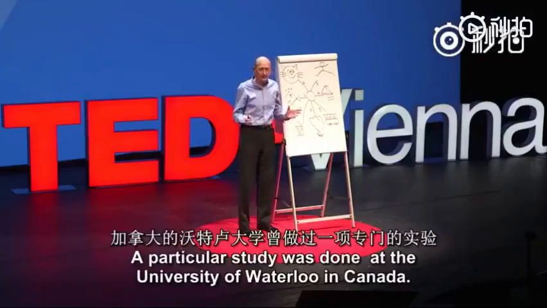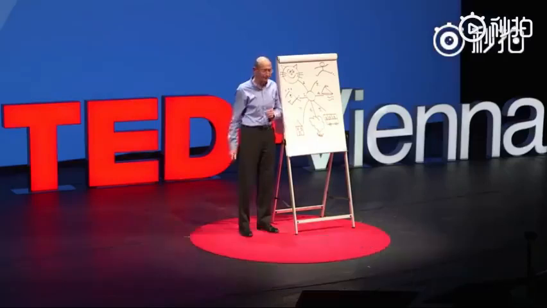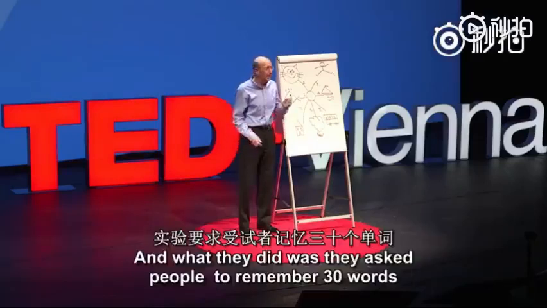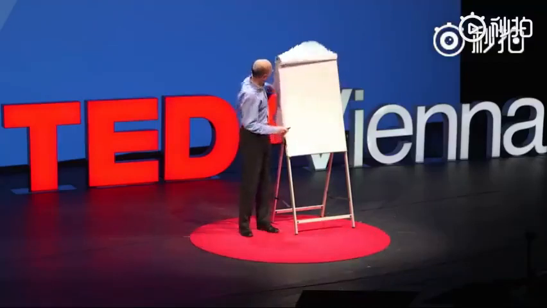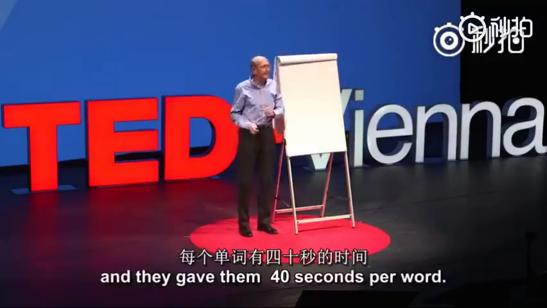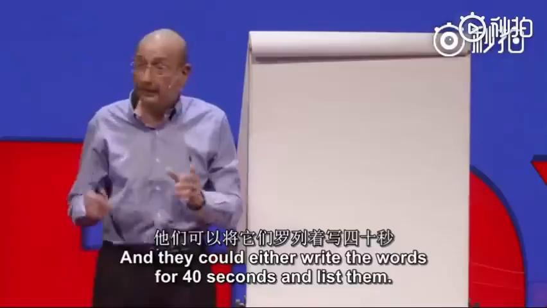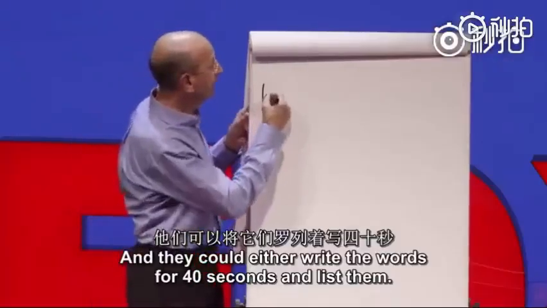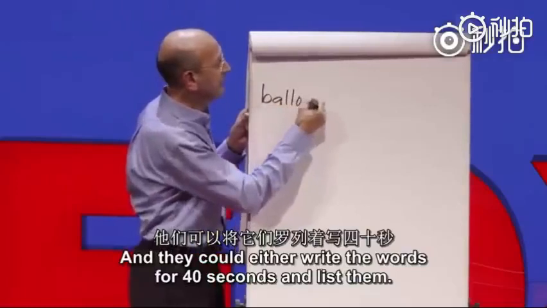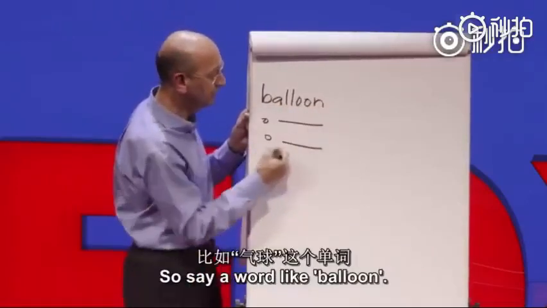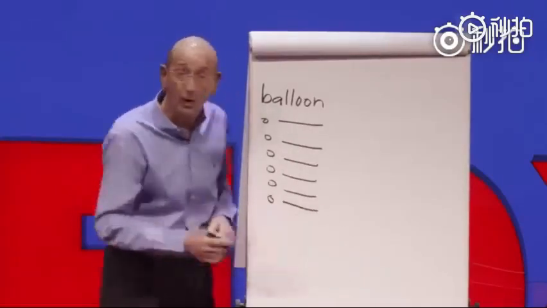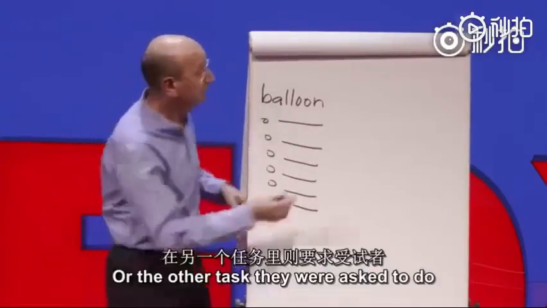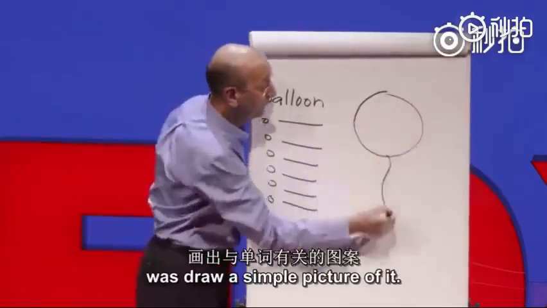A particular study was done at the University of Waterloo in Canada. And what they did was they asked people to remember 30 words. And they gave them 40 seconds per word. And they could either write the words for 40 seconds and list them. So say a word like balloon. They were all simple words like that. They wrote them. Or the other task they were asked to do was draw a simple picture of it.